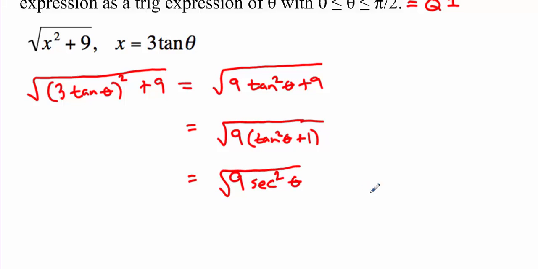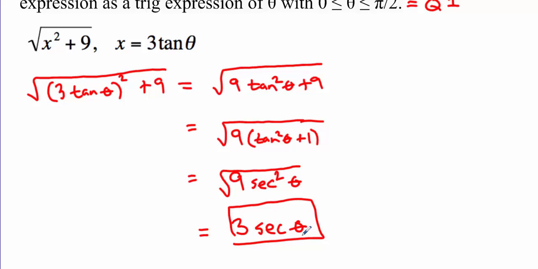Now here's the key to that step right there. There is no more addition. It's only multiplication. So now I can apply that radical. We know the square root of 9 is 3. We know the square root of secant squared is secant of theta, and we cannot get it any simpler than that.